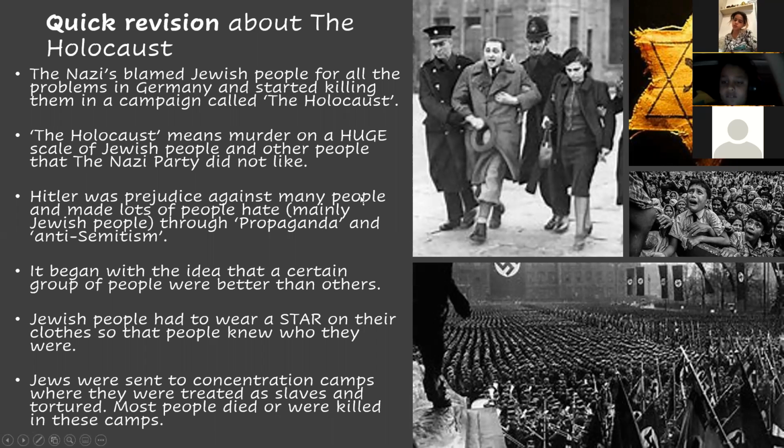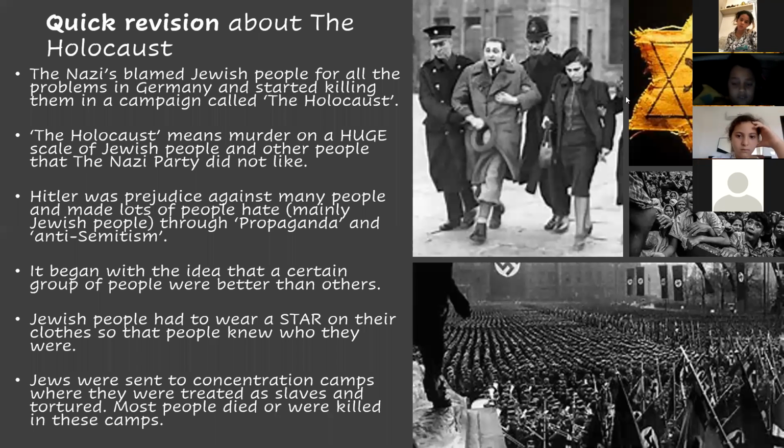Now, finally, a bit of a tricky one for Tariq. Can you tell me, or even remember, what anti-Semitism means? It was in the previous lesson.